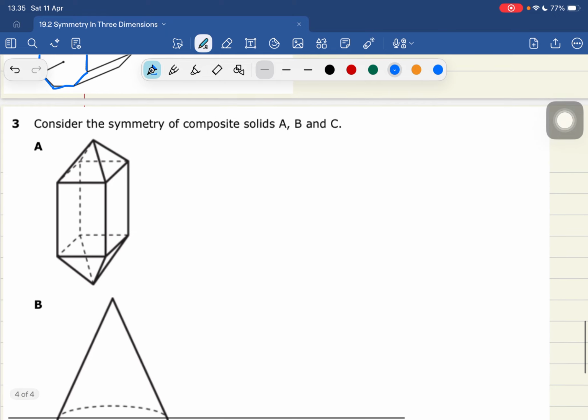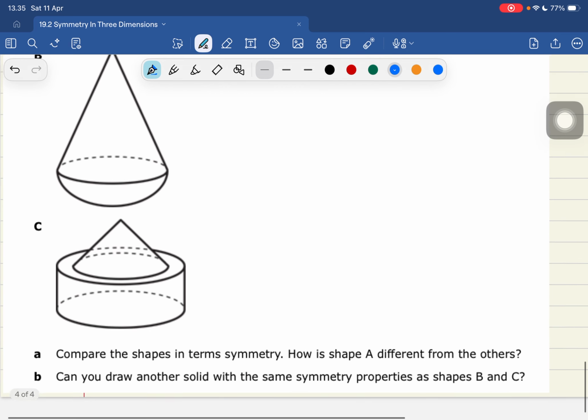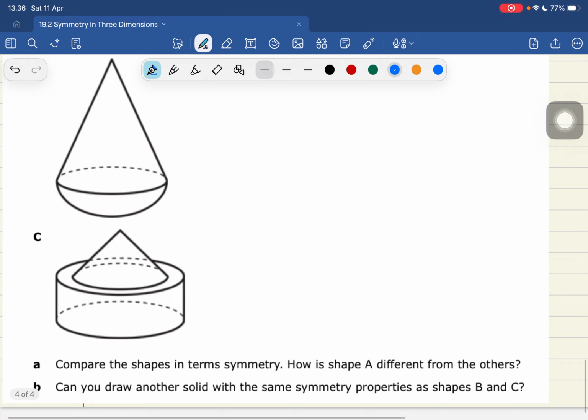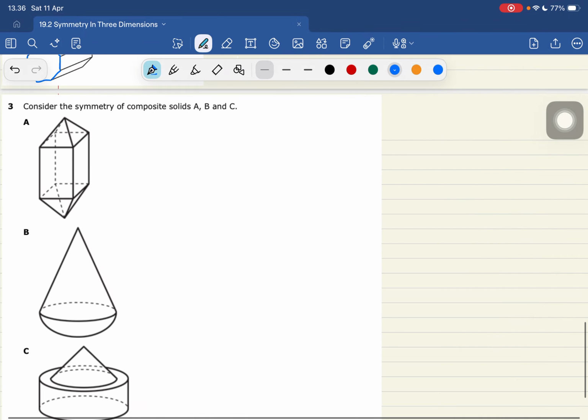Okay, let's see. Consider the symmetry of the composite solids A, B, and C. Compare the shapes in terms of symmetry. How is shape A different from the others? Okay, first of all, as we can see, this is a circle, here also a circle. So the order of rotational symmetry is infinity.